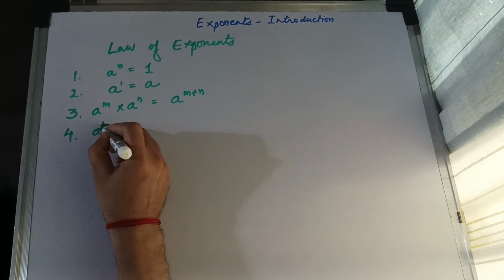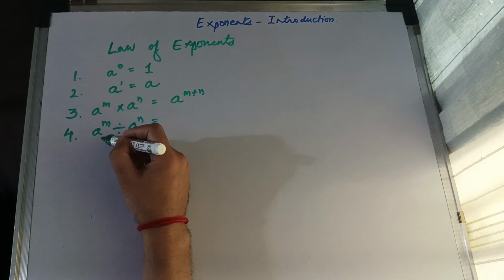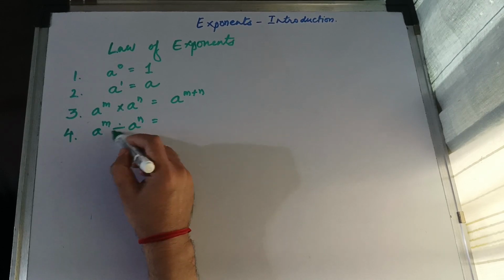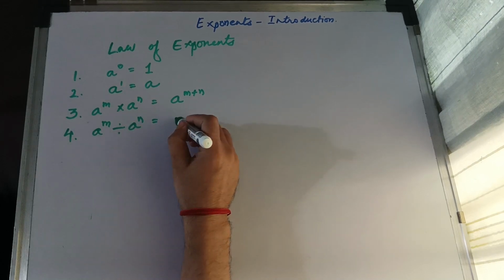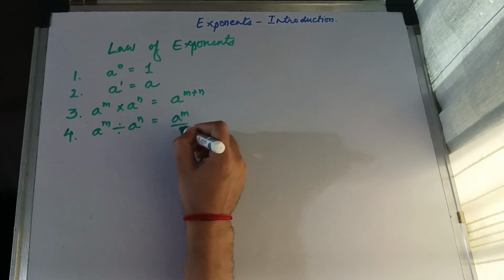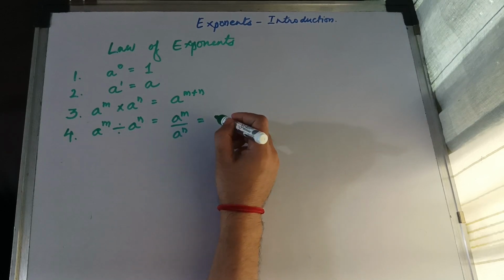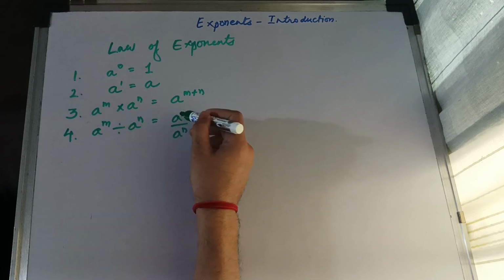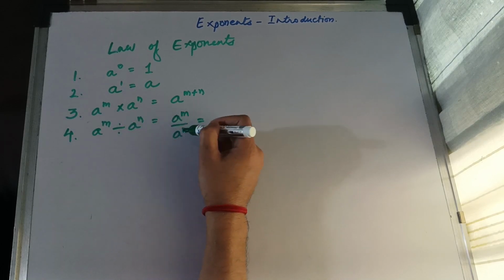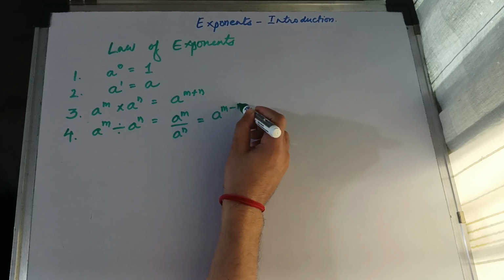Fourth one is a raised to m divided by a raised to n. In this case, two exponential forms are getting divided, so their powers will get subtracted. This can also be written like a raised to m divided by a raised to n, which is equal to, this is just the division sign given here, and I've just shown it in the form of fraction. So it will be a raised to m minus n.